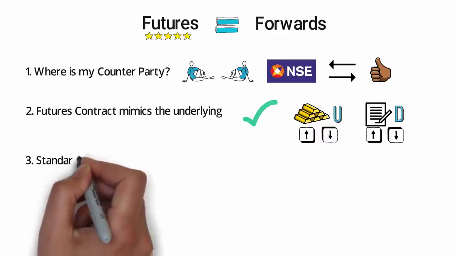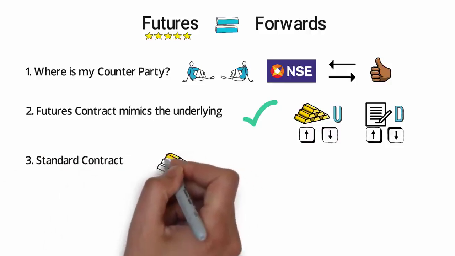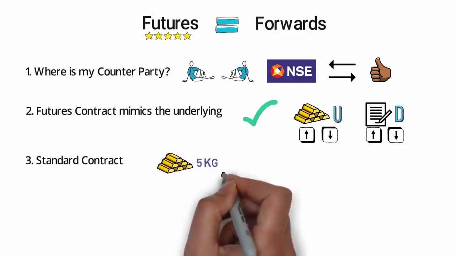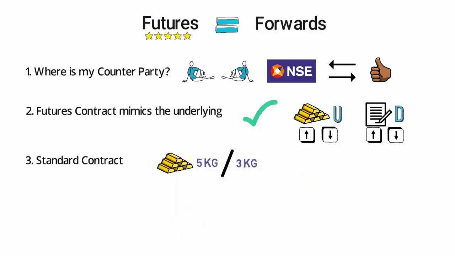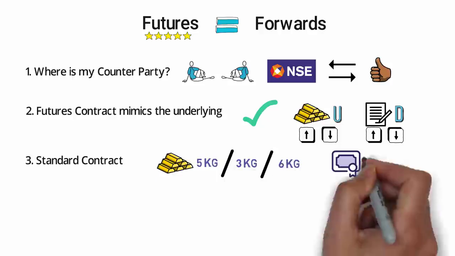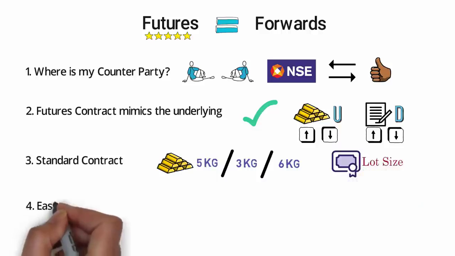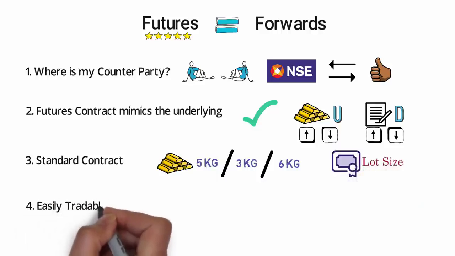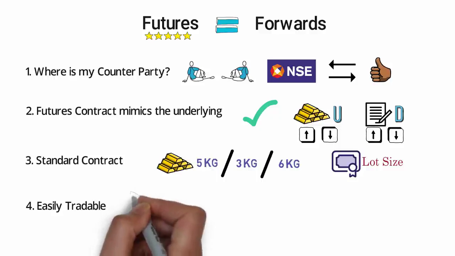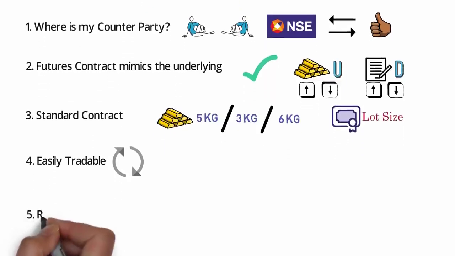Number three, standard contract. In our example, the trade happened for 5 kg of gold. And we could have agreed, let's say, for 3 kg or 6 kg. Futures makes things standard by assigning the lot size to every asset. Number four, easily tradable. I can trade or transfer my contract to some other trader through an exchange that regulates the transactions. Number five, regulated.